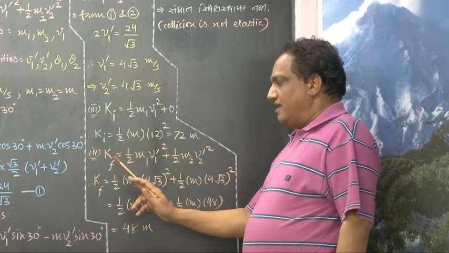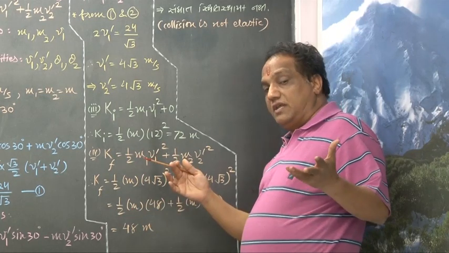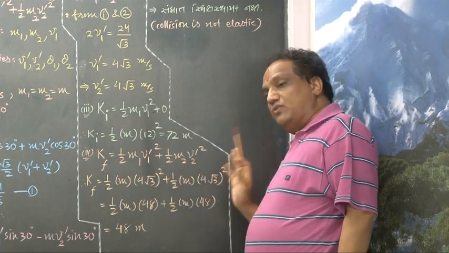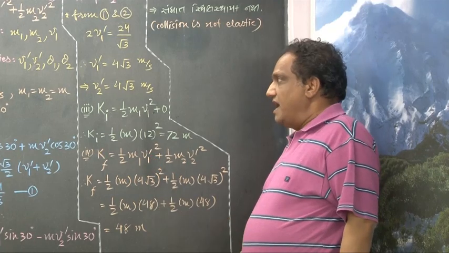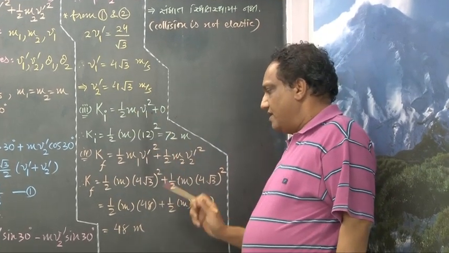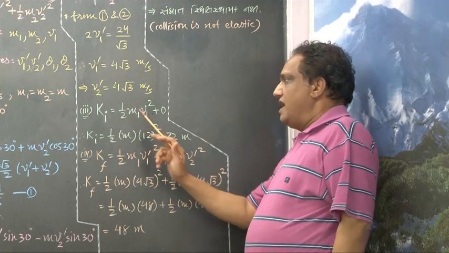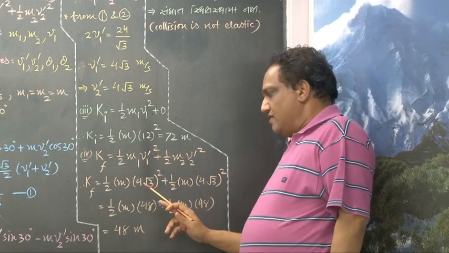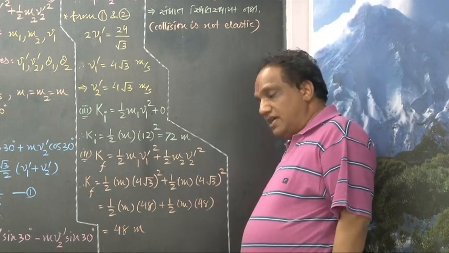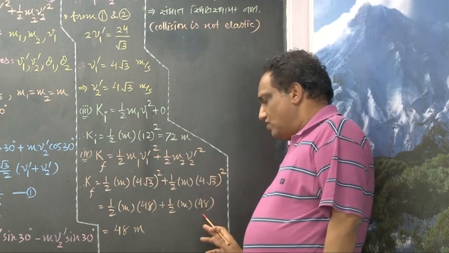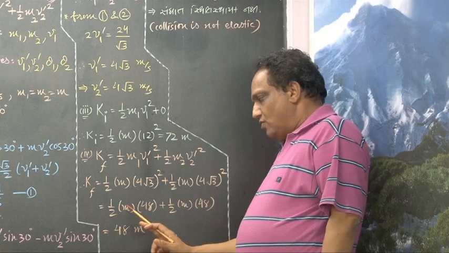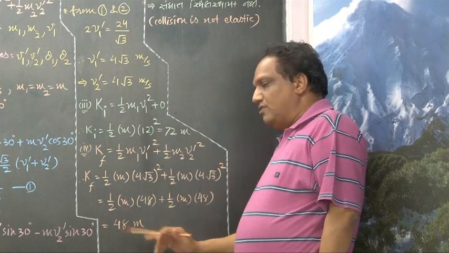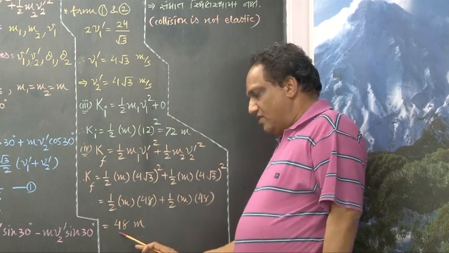What about final kinetic energy? In the final condition, both the bodies are in motion, so both have kinetic energy: half m1 V1 dash square plus half m2 V2 dash square. m1 is m, V1 dash is 4 root 3, squared. m2 is m, V2 dash is 4 root 3, squared. 4 square is 16, root 3 square is 3, 16 into 3 is 48. Similarly here also 48. So taking m into 48 common, 1 by 2 plus 1 by 2 is 1, giving 48 into m.